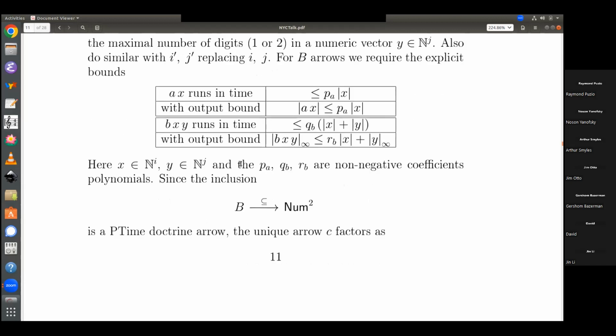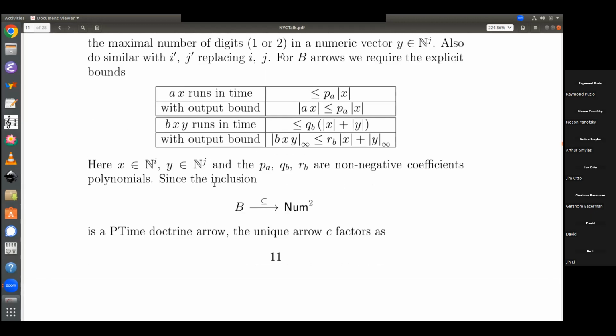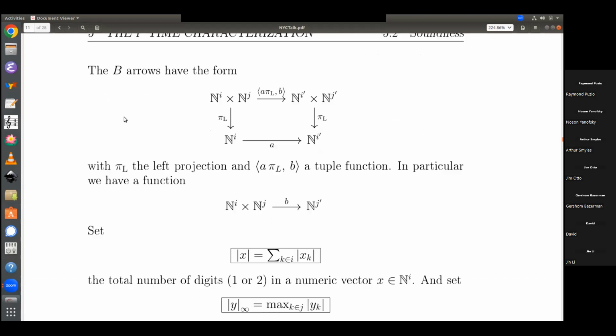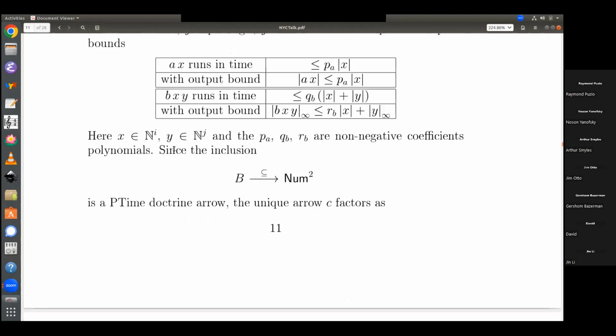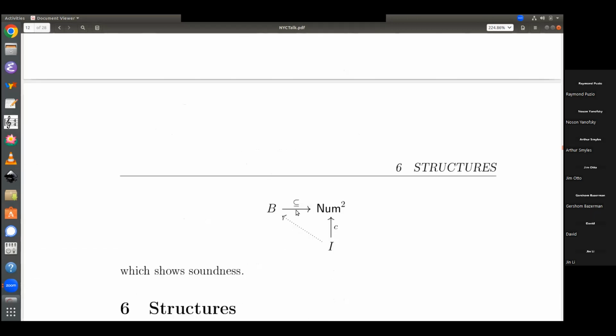So then, actually the heavy lifting is to show that B actually is a category and that it's in the PTime doctrine. Once you can do that, then you necessarily have this factoring.